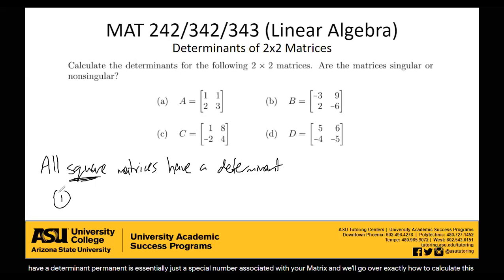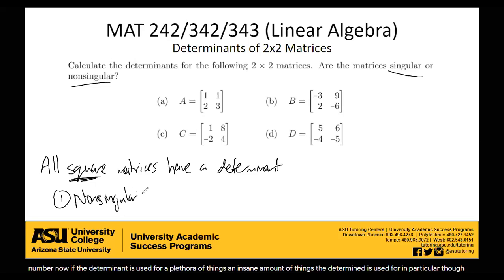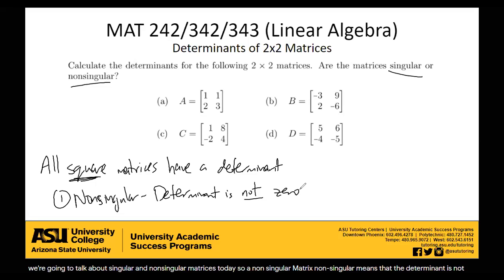The determinant is used for a plethora of things, an insane amount of things. In particular, though, we're going to talk about singular and non-singular matrices today. So a non-singular matrix means that the determinant is not zero. So as long as, once you calculate the determinant, it is not zero, your matrix is non-singular, which means it is invertible. If it's non-singular, it is invertible, so it has an inverse. So the only matrices that have inverses are ones with non-zero determinant.